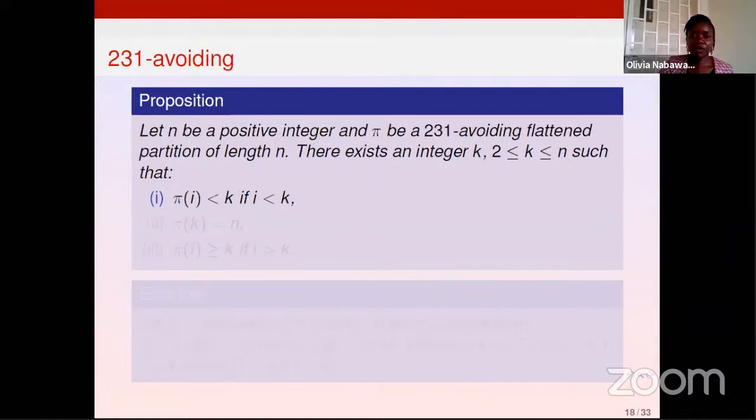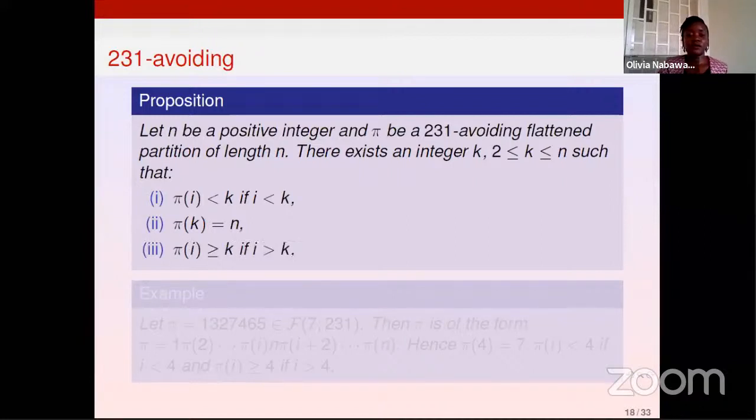Okay, now we look at the 231 avoiding flattened partitions, and I begin here with a property of these flattened partitions in this proposition. We have that for any positive integer n and pi a 231 avoiding flattened partition of length n, there exists an integer k between 2 and n such that the following are true. 1, pi of i is less than k if i is less than k, pi of k is n, and pi of i is greater than or equal to k if i is greater than k.